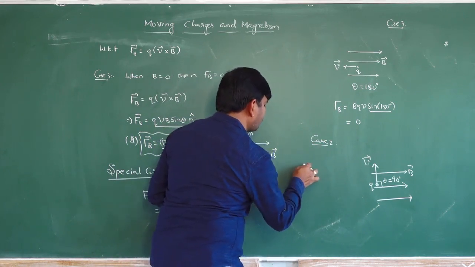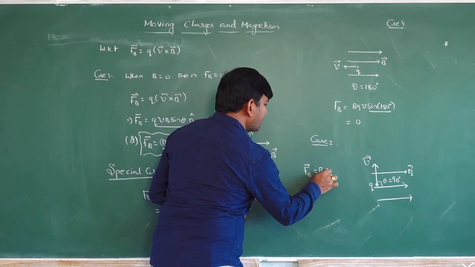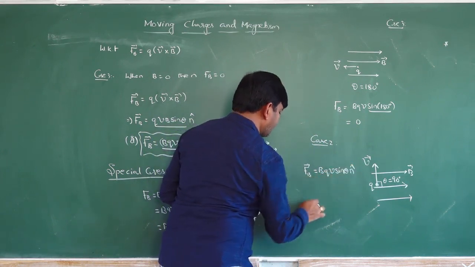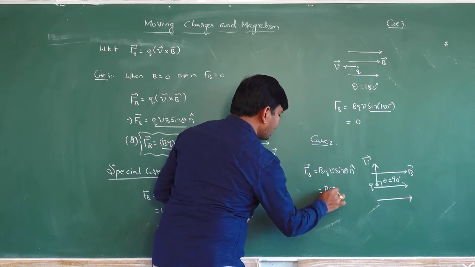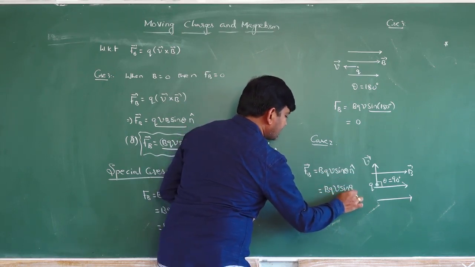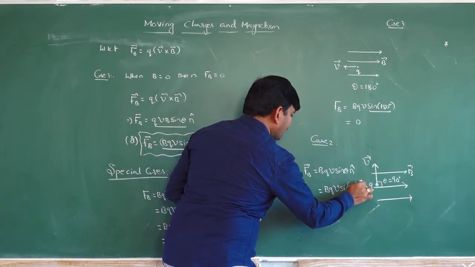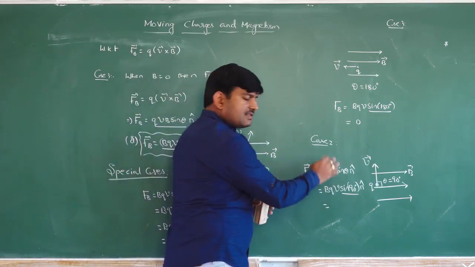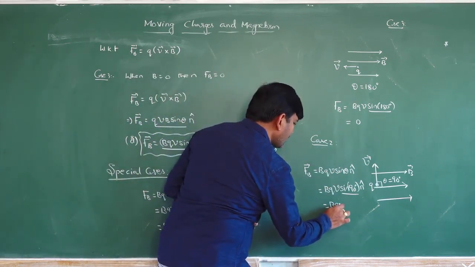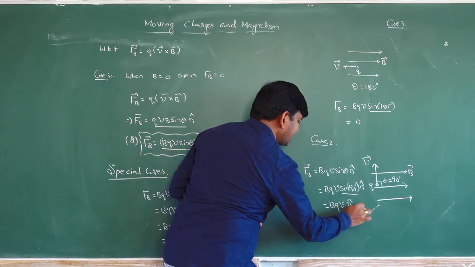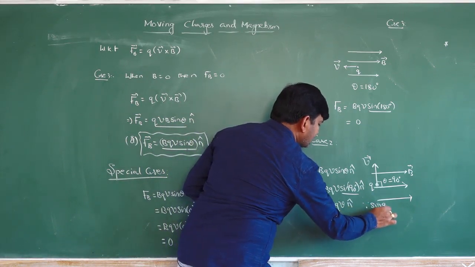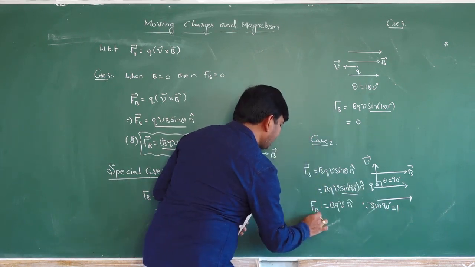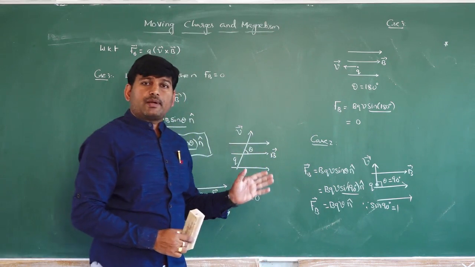F bar is equal to BQV into sin theta into n cap. That is equal to BQV into sin 90 degrees into n cap. We know that sin 90 is equal to 1. Therefore, this is equal to BQV into n cap, since sin 90 is equal to 1. Is it clear? So this is the magnetic force experienced by a charge which is moving perpendicular to the direction of magnetic field.